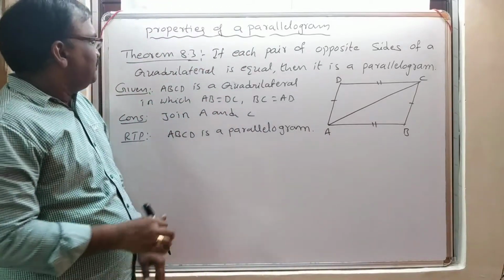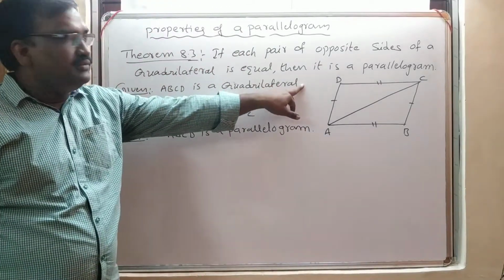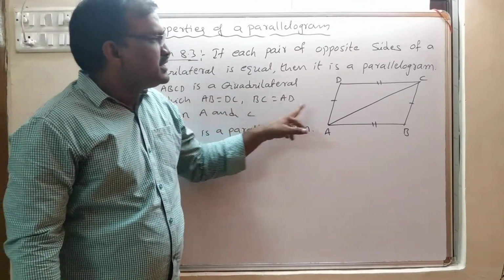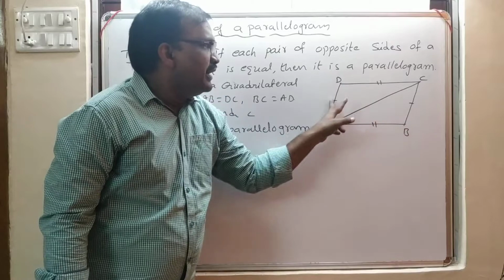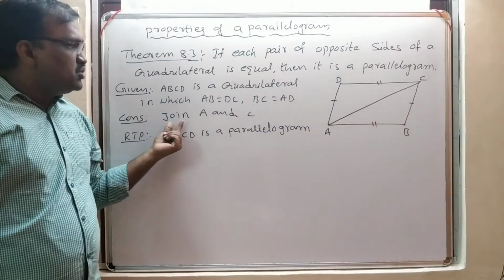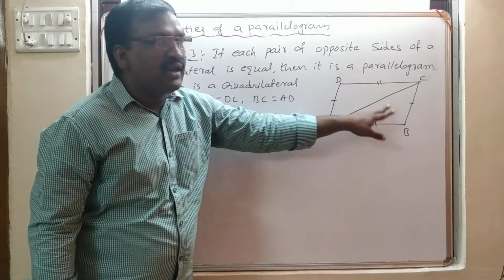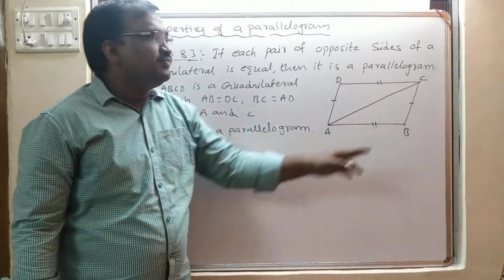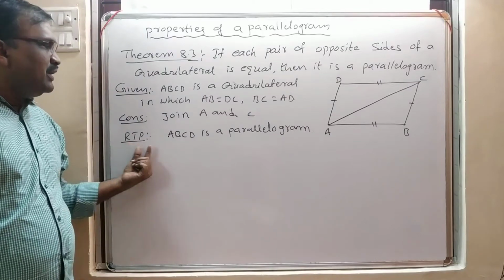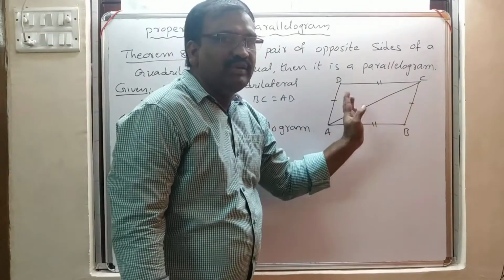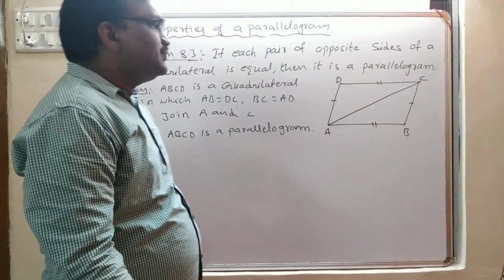So here, given ABCD is a quadrilateral in which AB is equal to DC, BC is equal to AD. Next construction: join A and C. This divides the quadrilateral into two triangles. So what you have to prove? RTP: ABCD is a parallelogram. You have to prove ABCD is a parallelogram. See the proof.